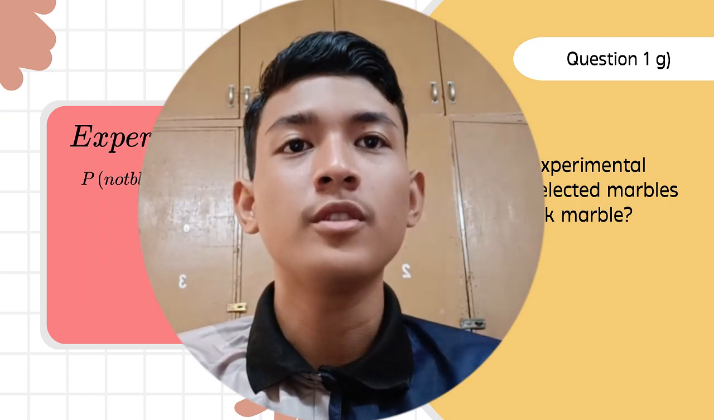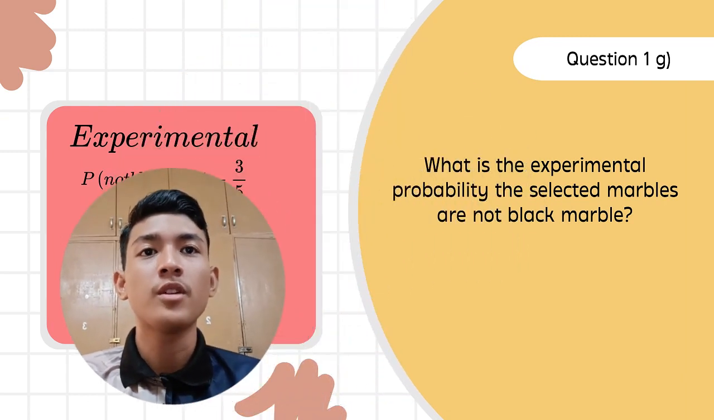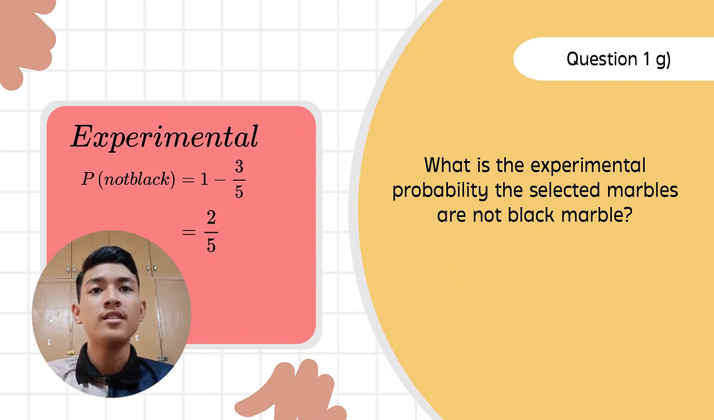Okay, let's move on to the next question, which is question G. What is the experimental probability that the selected marble is not a black marble? For this question, we need to use the total probability, which is 1 minus the probability of a black marble, which is 3 over 5. So 1 minus 3 over 5 gives 2 over 5. 2 over 5 is the probability that the selected marble is not a black marble.